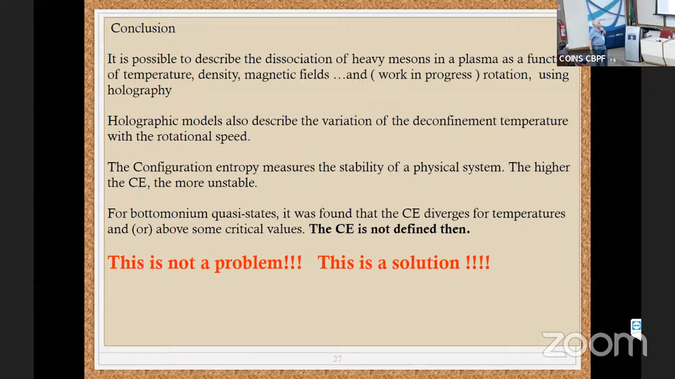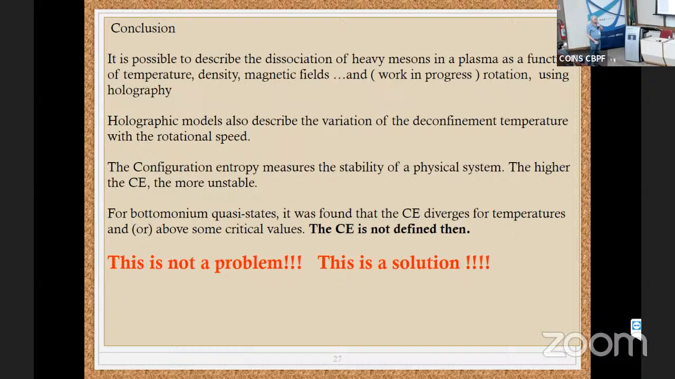Conclusion. Summarizing what I said, it's possible to describe the dissociation of heavy vector mesons in a plasma as a function of temperature, density, and magnetic fields, and we have work in progress studying the effect of rotation on the spectrum. Holographic models also describe the variation of the deconfinement temperature with the rotational speed. And the configuration entropy measures the stability of a physical system. The higher the C, the more unstable.